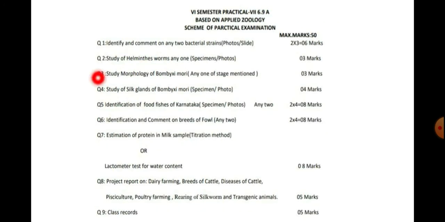And here you can see the scheme of practical examination for 50 marks, which is for 3 hours. In the first, you have to identify and comment on bacterial strains, and in the second, comment on helminth worms. Third, write the morphology of the silkworm, fourth on the silk gland, fifth on food fishes, sixth question on breeds of fowl, and seventh question on estimation of protein in milk sample. It is by 2 methods, titration or lactometer method. Then question 8 is the subject project report submission, and 9 is the class record.